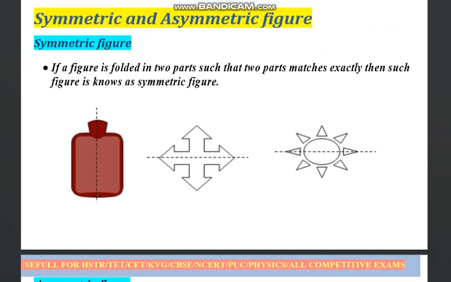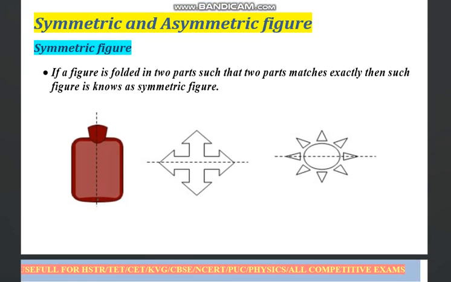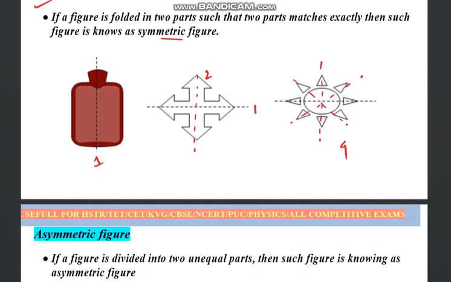Symmetric and asymmetric figures. Let's begin. What is the meaning of a symmetric figure? If a figure is folded into two parts such that the two parts match exactly, then such a figure is known as a symmetric figure. In this, we have one symmetric line. In this also, this is the first symmetric line. Again, we have one more line here, a vertical symmetric line. Then here also we have a vertical symmetric line, this diagonal symmetric line, n number of symmetric lines. These four symmetric lines are there. Like this, these figures we call symmetric figures.